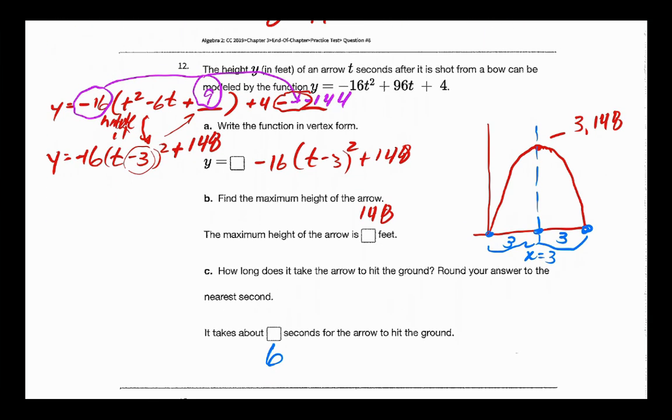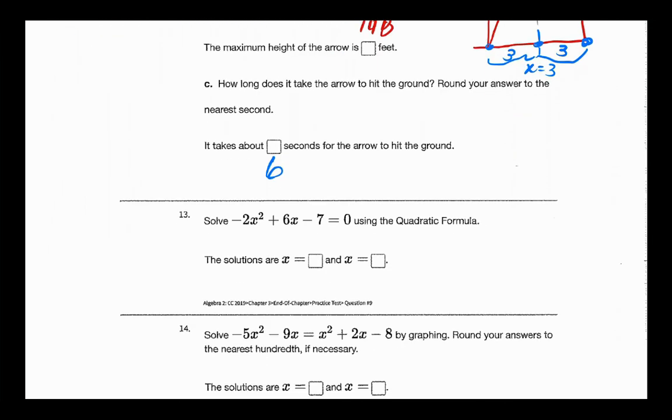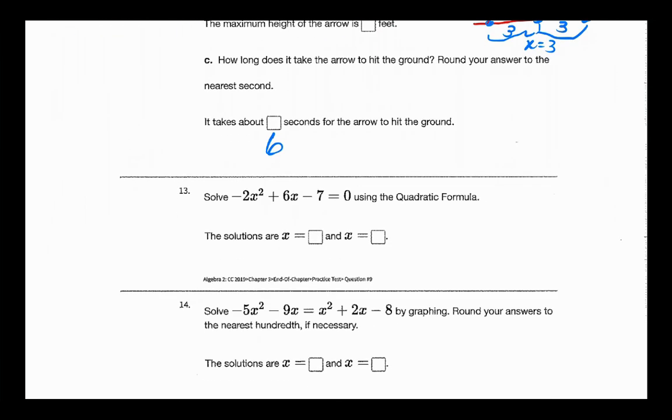And then I said, how long does it take for the arrow to hit the ground? Remember, the x value for our vertex is also our axis of symmetry, which means when we launched the arrow, the time to maximum height was 3 seconds. By symmetry, it takes the same amount of time to hit the ground, so the total is 6 seconds. All right, so think about that. And if you need me to explain it on Monday, I'll be more than happy to explain it again for you.